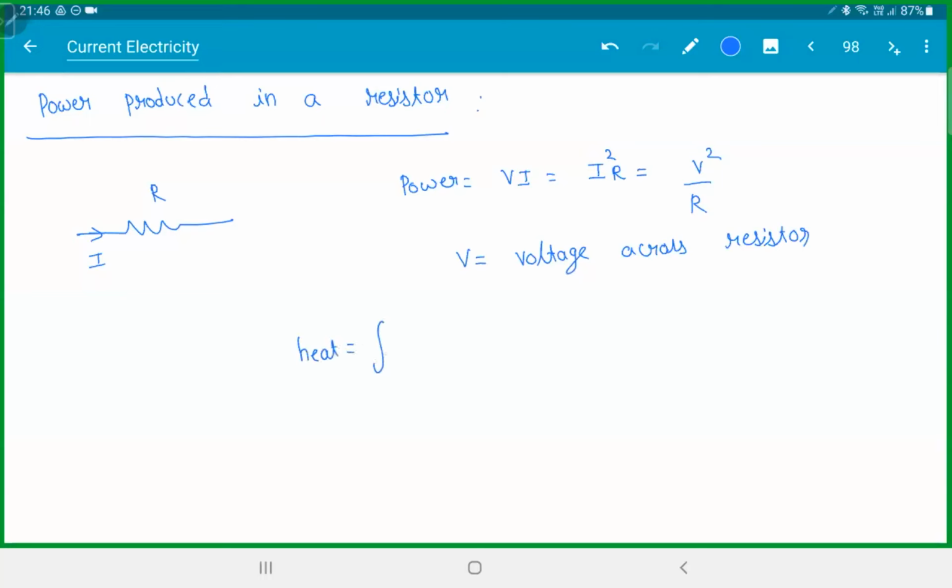The heat produced is given by power into time, which turns out to be VI dt, or you can use I square R dt. Mostly we use I square R dt or V square by R dt. If the battery voltage is constant, use V square. If current is constant, use I square. Have a look at this. That's about the heat produced.